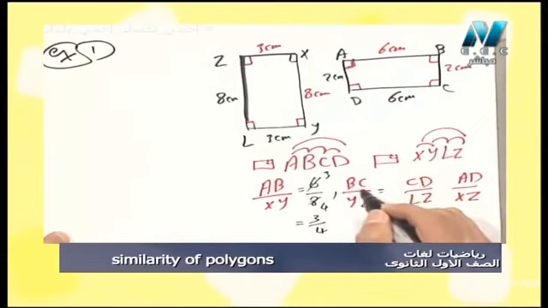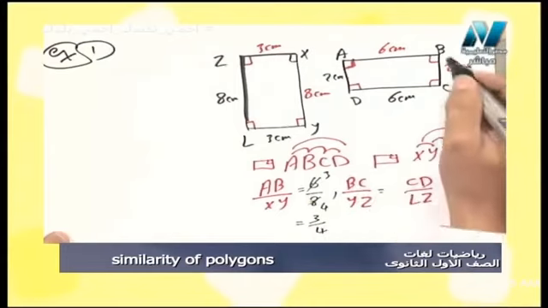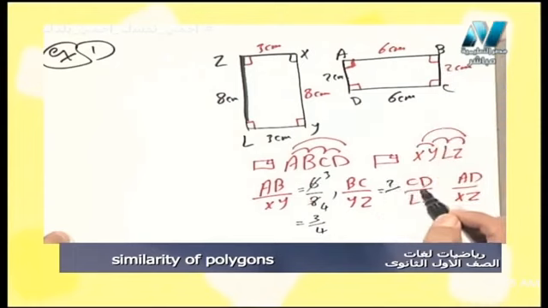Let's look at BC over YZ. BC is 2 over LZ, which is 8.